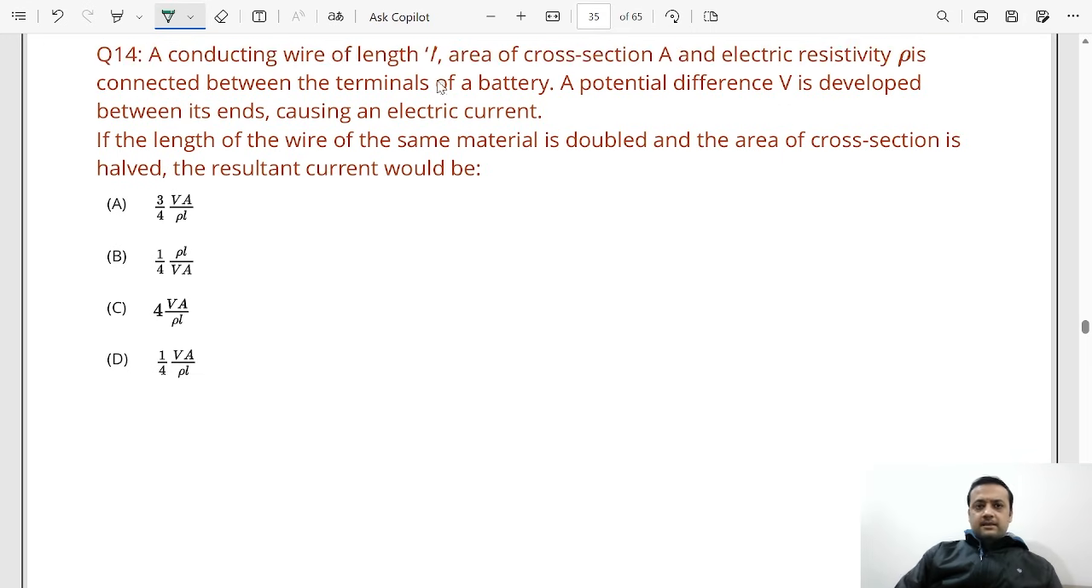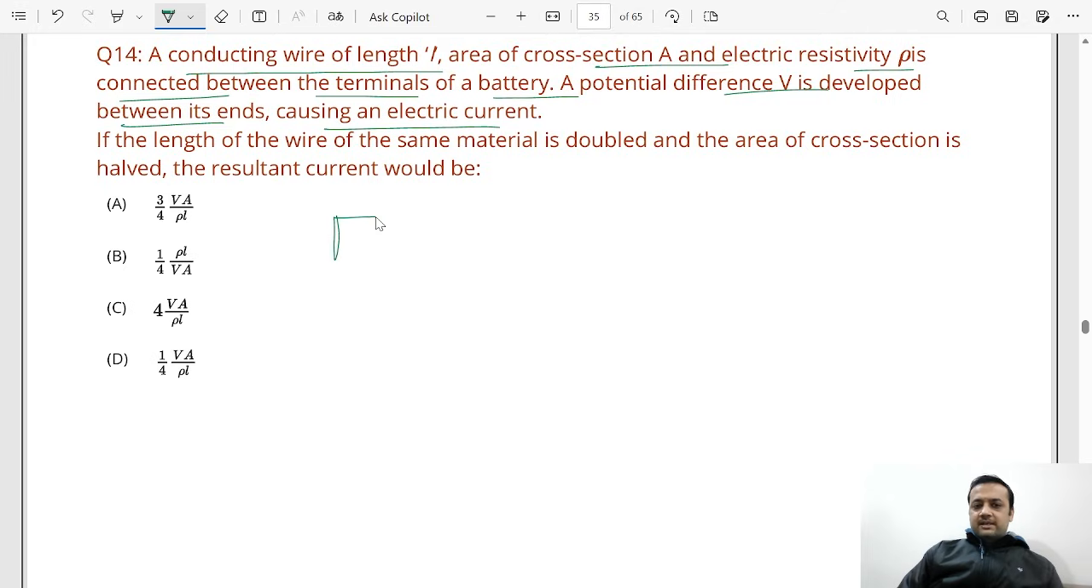Here, a conducting wire of length L and area of cross section A, having resistivity rho, is connected between the terminals of a battery. A potential difference V is developed between its ends, causing an electric current. If the length of the wire of the same material is doubled and the area of cross section is halved, then the resultant current would be?